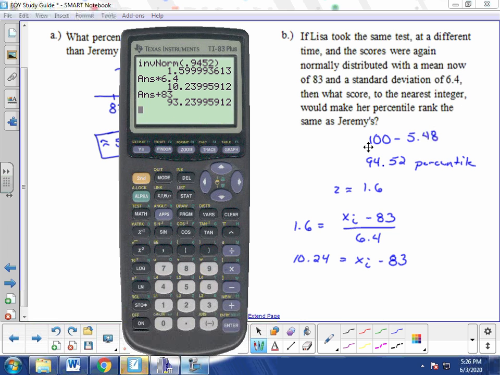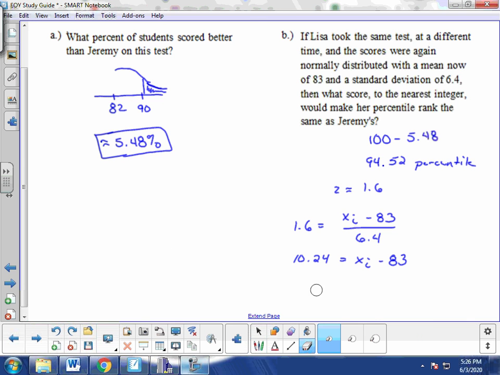It did say that we wanted to round to the nearest integer in the directions. So her score would need to be a 93. If she scored a 93 with these new statistics, where Jeremy scored a 90 with the older statistics, then they would be in the same percentile rank.